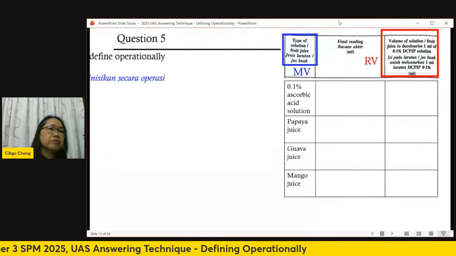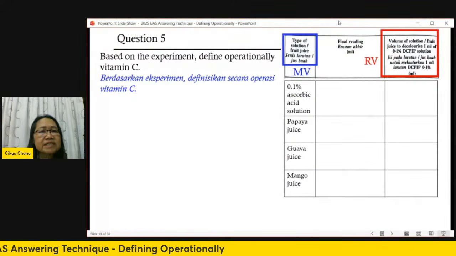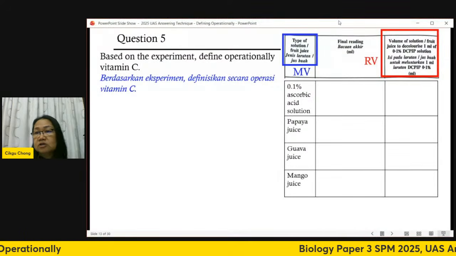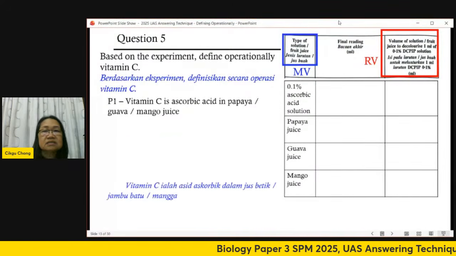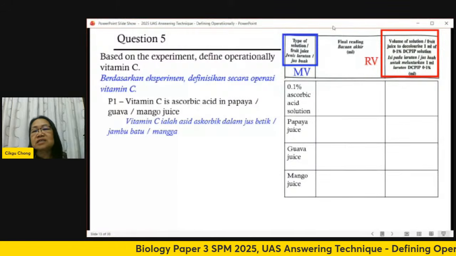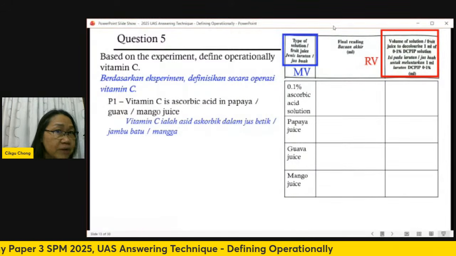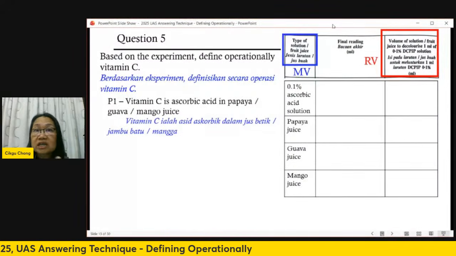Now, defining operationally. What is vitamin C? Okay, define operationally vitamin C. So vitamin C is ascorbic acid. It is ascorbic acid, but not just any ascorbic acid. Like I mentioned, it's specific for the question.